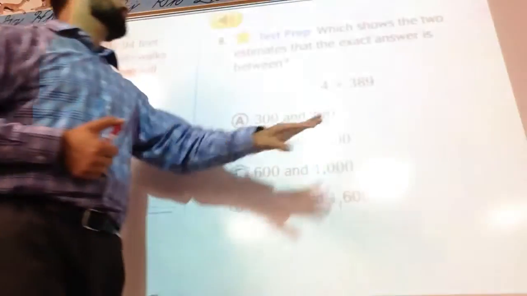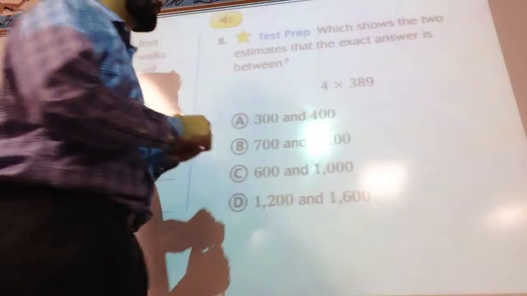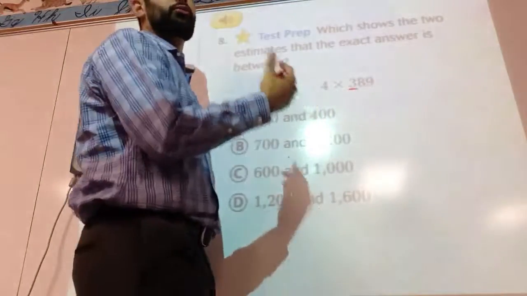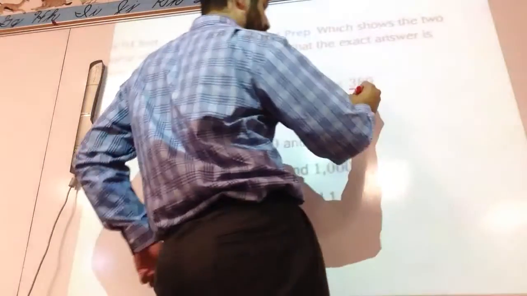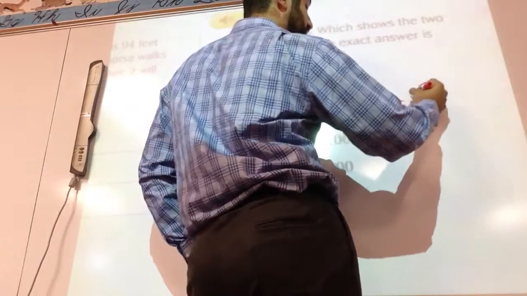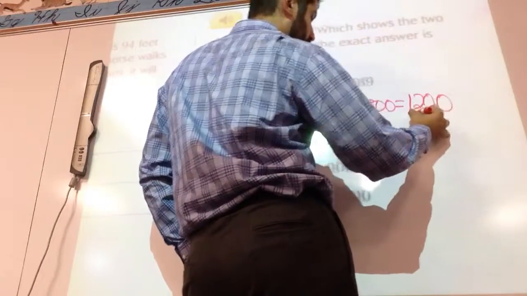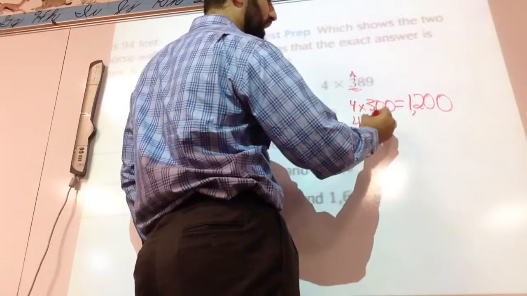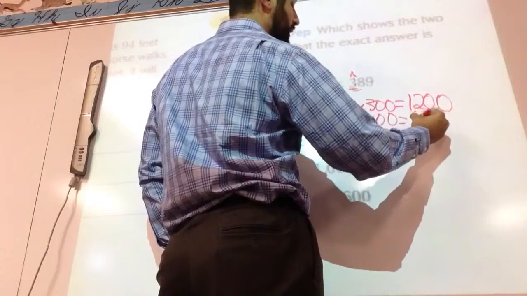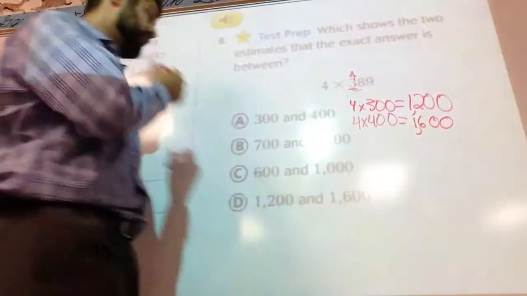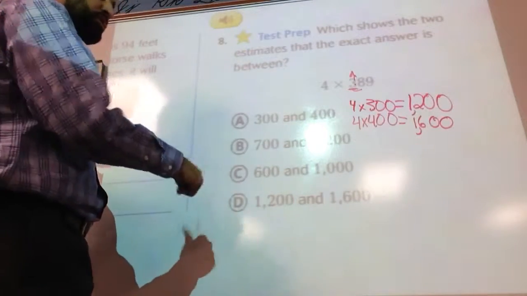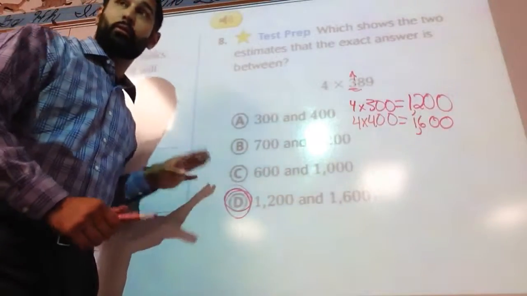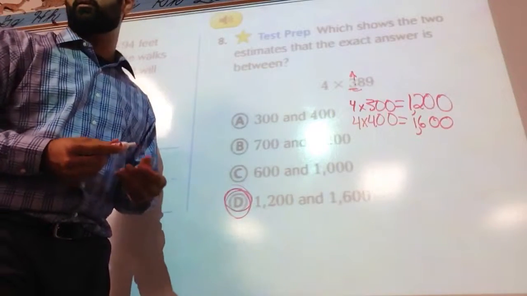Okay? Now, which shows the two estimates the exact answer is in between? Well, that's pretty easy. If you look up here, we've got 4 times 389. So 3, it can go down to a what? It's the same thing as saying 389. You just say 300, you stop because that's what it is. So 4 times 300. Well, 4 times 3 is 12. Then you add the 100 on there, or 1,200. 389, well, it's a 3, so if it goes up, it's only going to go up to a 4. So 4 times 400, well, 4 times 4 is 16, and the 100 on hundreds, 1,600. Okay, so do we have a 1,200 and a 1,600? Yeah, right here. If we would have done this and not found our answer here, we would have done something wrong, and we need to go back and reevaluate what we did.